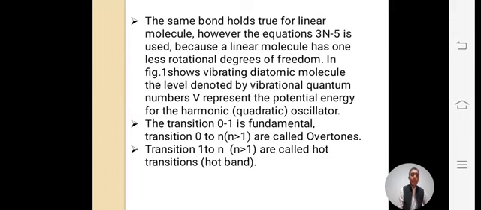For a nonlinear molecule, there will be 3n minus 6 vibrations, where n is the number of atoms. But for linear molecules, the 3n minus 5 equation is used because a linear molecule has one less rotational degree of freedom.